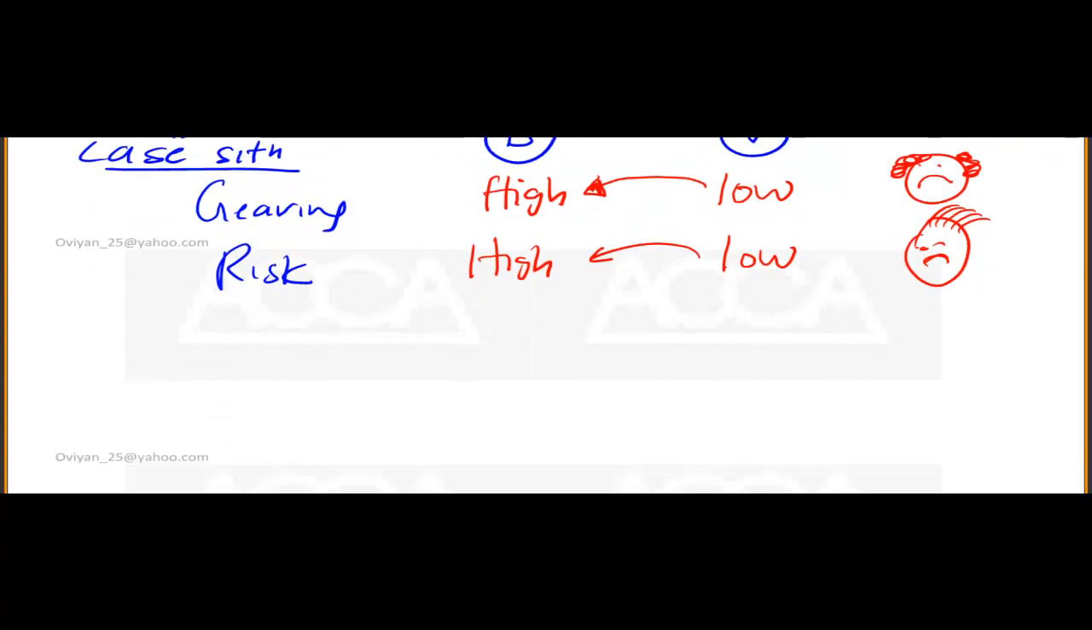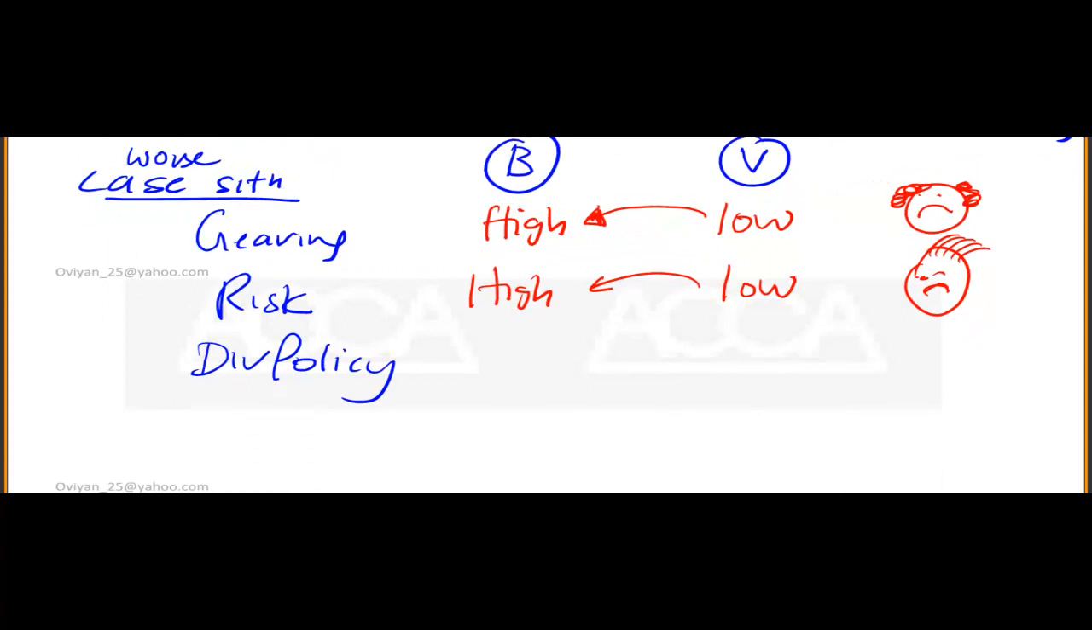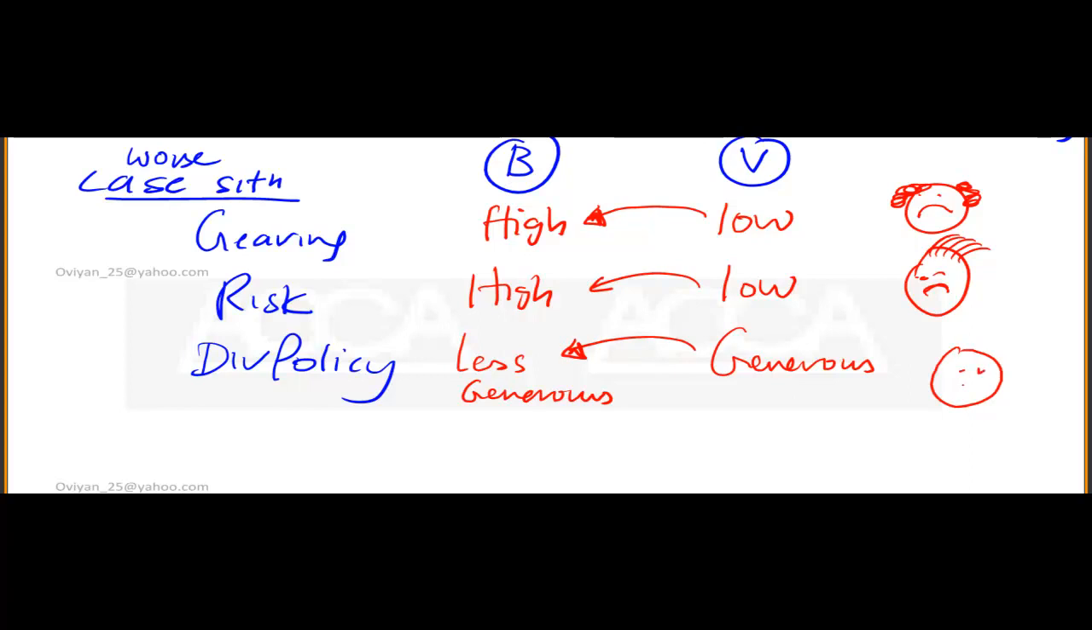Okay. Gearing, risk. Maybe you can talk about dividend policy. Well, if Venitra is having a generous dividend policy, and if Bergoni is having a less generous dividend policy, then you're moving from a generous dividend policy to a less generous dividend policy. Venitra shareholders may not be happy. Is that clear? They may not be happy.